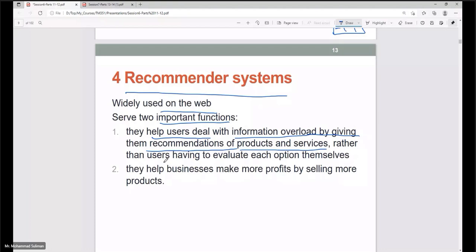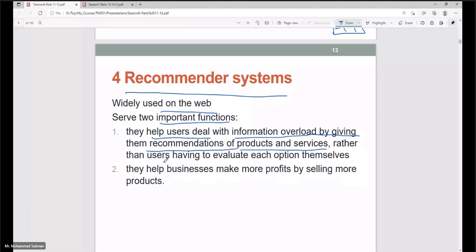It also helps the business make more profit by selling more products, since the recommender system makes recommendations of products and services to the users, and users will get a chance or a choice to purchase the items. So in that case, the business will make more profit. So these are the two important functions of the recommender system.